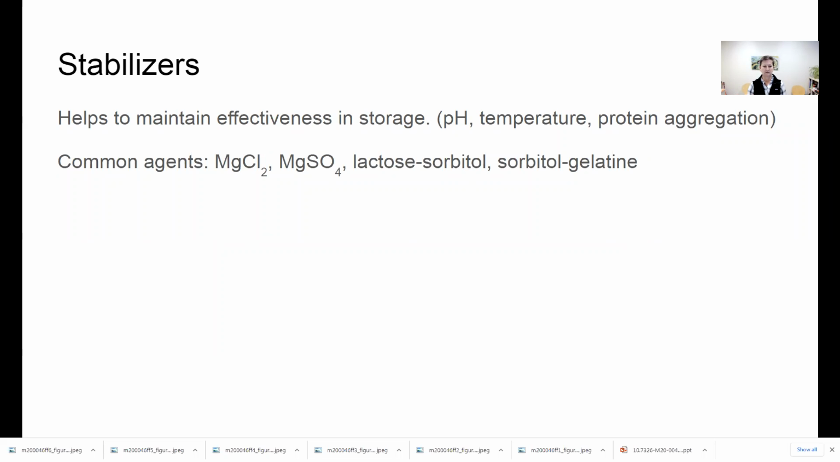Stabilizers can be magnesium chloride, magnesium sulfate, lactose, sorbitol, and gelatin. Basically, these things are added to vaccines to help keep them stable, hence stabilizers, and maintain effectiveness in storage. They can make a difference with the pH and the temperature, especially if we're dealing with some of these protein subunit vaccines, so they don't aggregate or clump. The rationale is, number one, explaining what you are actually getting when you get a vaccine, and number two, you can see where we can have reactions to a variety of things.